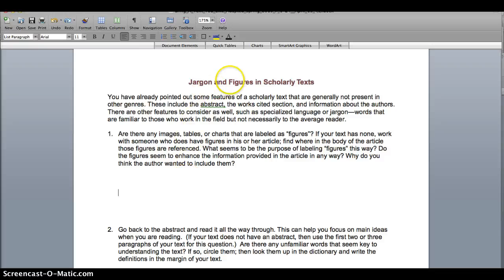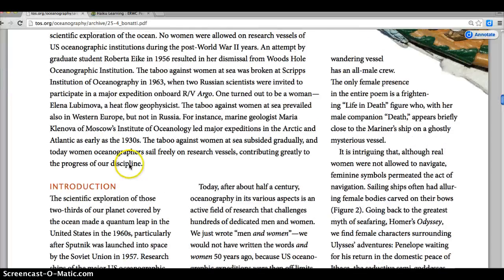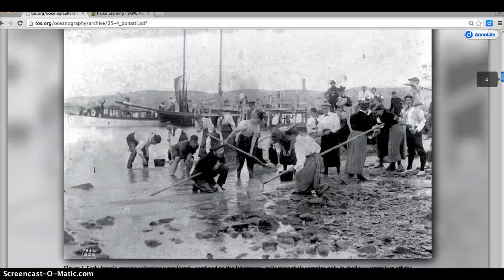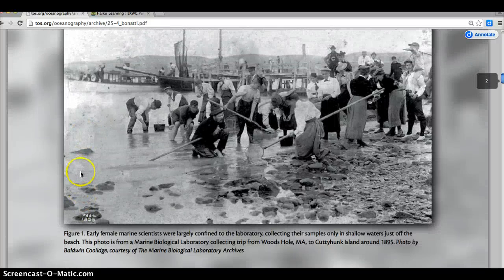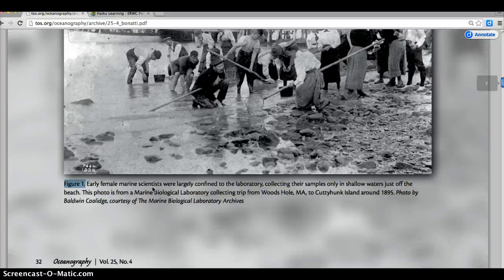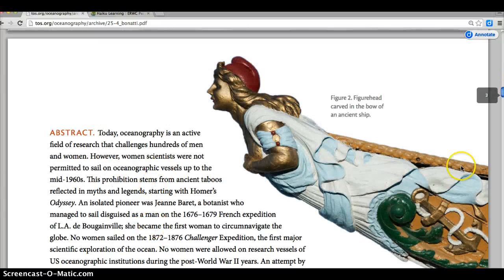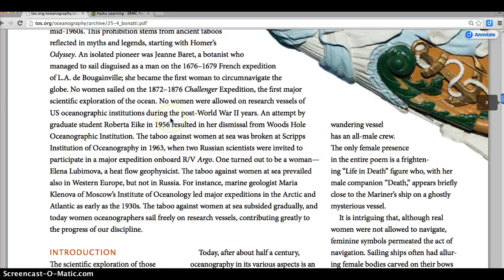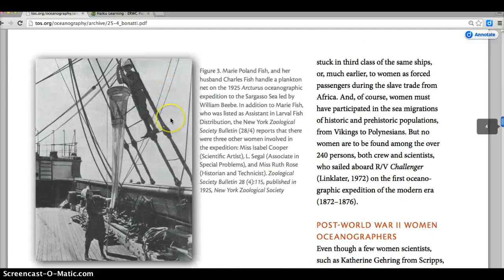And let's talk about figures first. So it says, are there any images, tables, or charts that are labeled as figures? Well, you can find the figures. Look for pictures, your first place to look. This is figure one. And it's this picture of the folks on the beach in 1895. Figure two is this ancient ship. Figure three. And if we keep going, we'll see there's seven figures in this text. So you can find out a lot about the text from the figures.